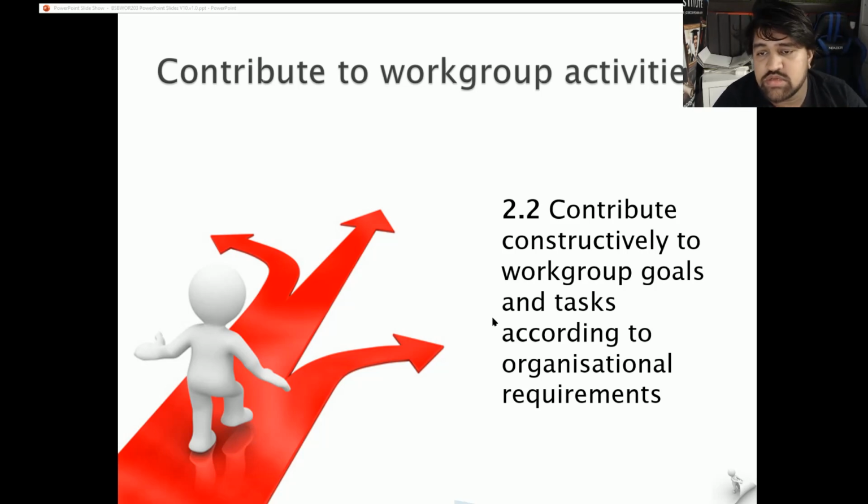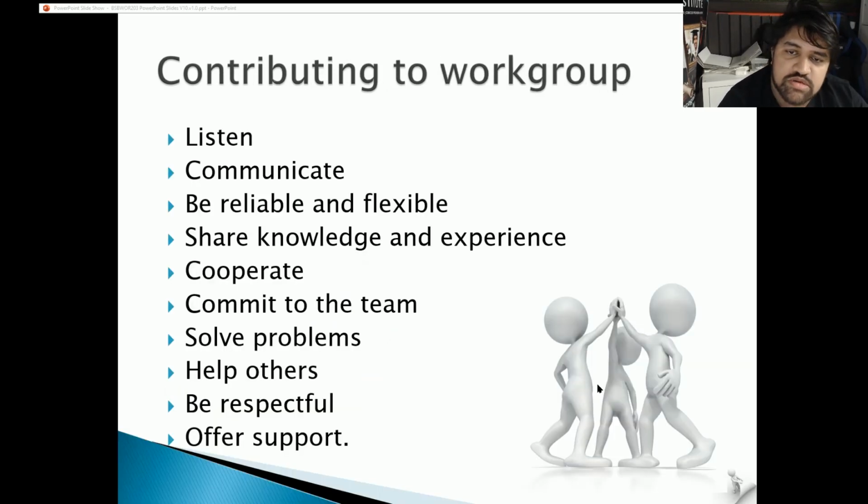2.2, contribute constructively to work group goals and tasks according to organizational requirements. Contributing to the work group. So we should be listening, communicating, we should be reliable and flexible, be able to share our knowledge and experience with each other, cooperate and commit to the team, solve problems together, help others, be respectful, and offer support while we work with each other and when we're not there.